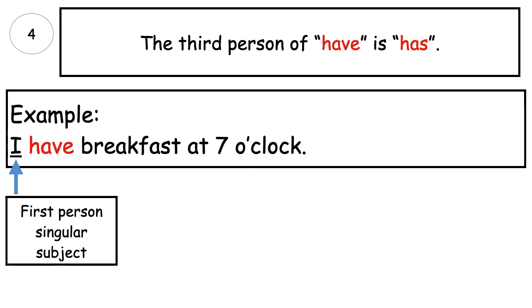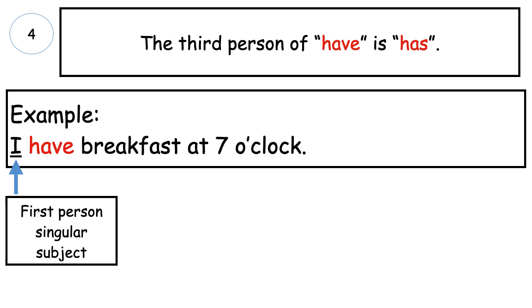So, let us look at the last rule. The third person of have is has. Okay, we have first person, second person, and third person, right? First person is I. Okay, kalau first person, kita guna subject I. I, saya. Pandangan diri sendiri, first person. Kalau second person is you. Alright, you, pandangan kamu. Kalau third person means he, she, we, they. Okay, so the third person of have is has when the subject is singular.